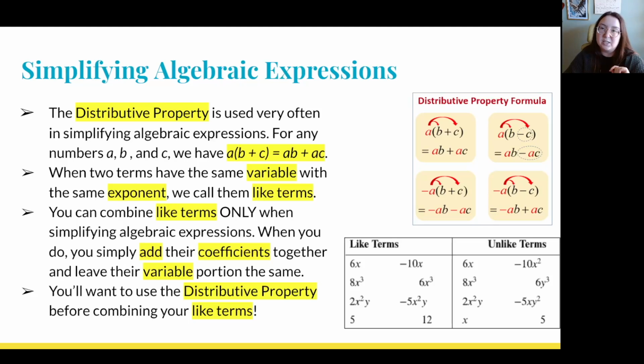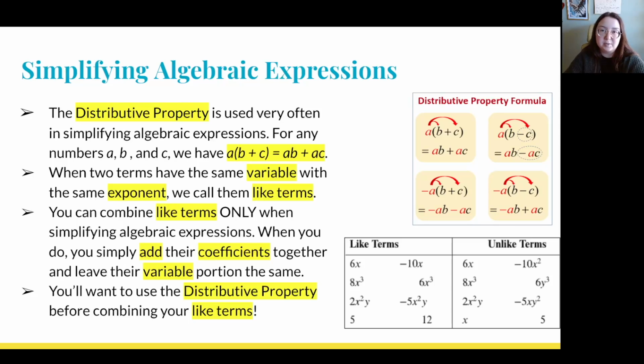So it distributes to each one. Then for the upper right-hand side there, we have A times B minus C. So instead of plus, now we have a minus. It is going to work the same way though. So we'll have A times B and then minus A times C.